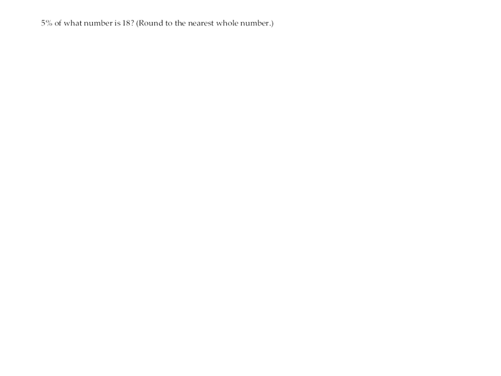5% of what number is 18? Round to the nearest whole number. Okay, 5%. What does "of" mean? Multiplication. What number? I'm going to call it n. What does "is" mean? Equals 18. So this is the equation I have to solve for: 5% of n is equal to 18.